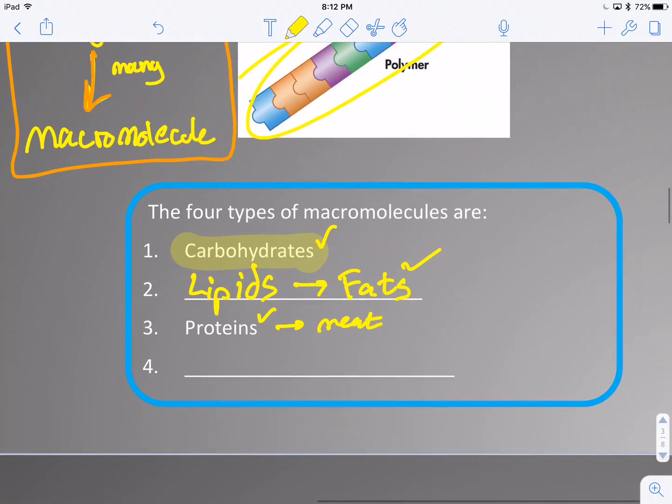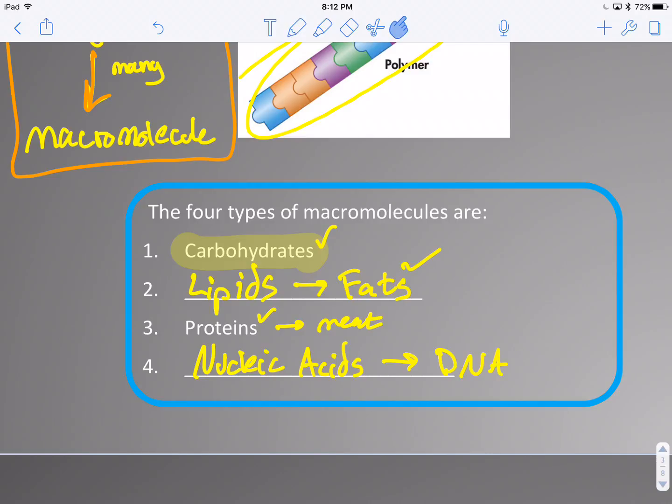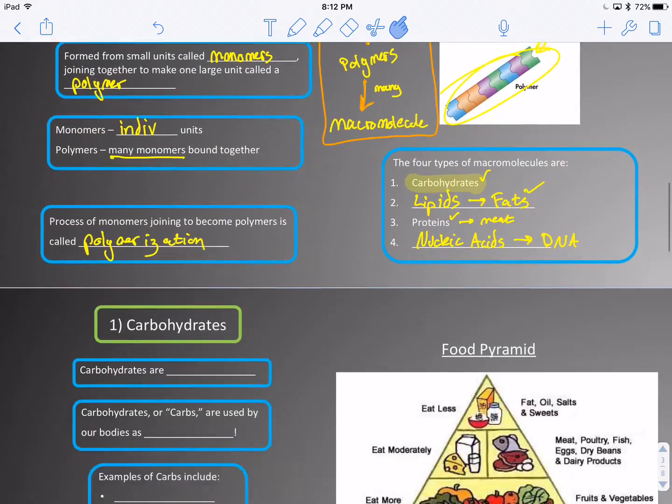The other thing that you probably don't know about is actually called nucleic acids. And we get these nucleic acids from a variety of things, and this is what actually makes up DNA. Okay? So those are our main macromolecules.